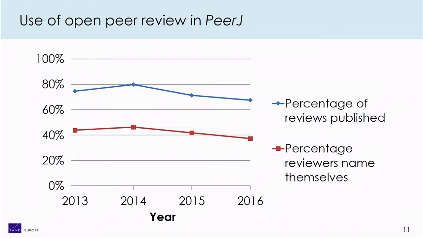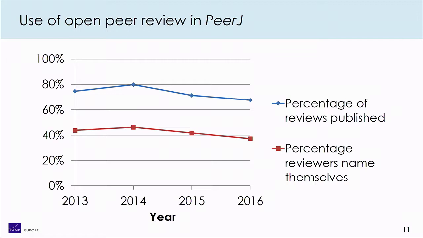So far I've shown data at the global level, where often authors and reviewers don't necessarily get to choose the peer review process they go through. But what about in a journal where reviewers and authors get to choose the level of openness? This graph shows data from PeerJ of the percentage of reviews which authors choose to publish, which is in blue, and the percentage of reviewers that choose to name themselves, which is in red. You can see that the blue line comes out at about 70%-ish, and the red line at about 40%.